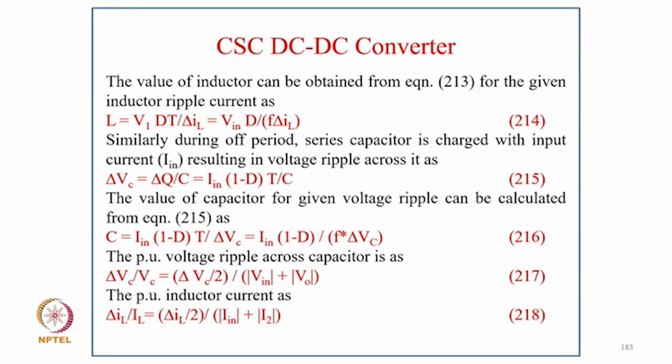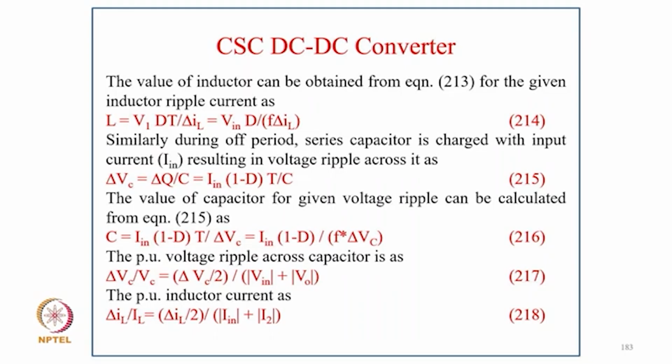Similarly, during the off period, the series capacitor is charged with the input current, resulting in the voltage ripple across it. So delta Vc equal to delta Q upon C, or In (1 minus d) t upon C. The value of capacitor for a given voltage ripple can be calculated as C equal to In (1 minus d) t upon delta Vc, or In (1 minus d) divided by F delta Vc.